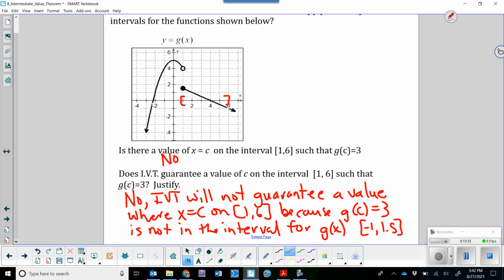So the function is continuous from 1 to 6, okay? But the theorem says I can guarantee every y value between f of a, which would be here, and f of b, which would be there, -1 to 1.5-ish, and 3 is not in there. So I have no guarantee for that, okay? So that's another reason it's not guaranteed.